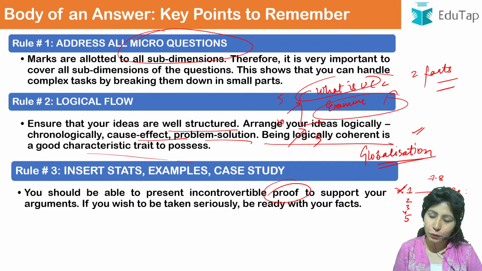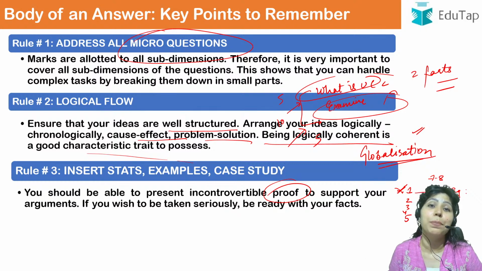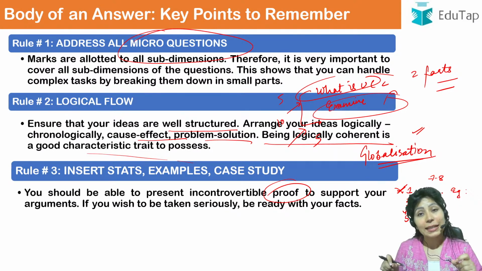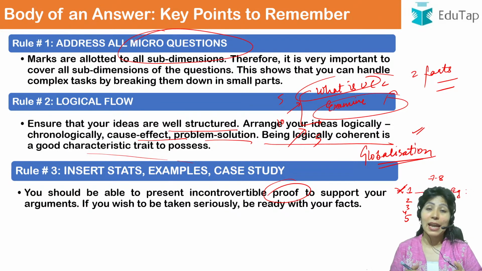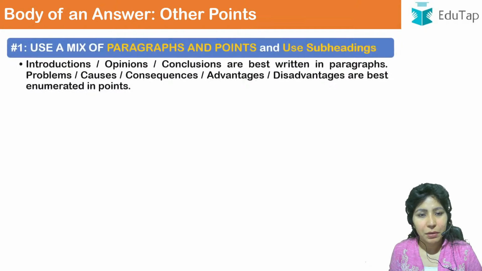For example, if you feel that MSMEs can help in inclusive growth because they can empower women, just writing that line will not be enough. You will have to tell them that MSMEs can actually help self-help groups rise, and that's how they can help in women empowerment. Yes, there are some other points with regards to the body of an answer.